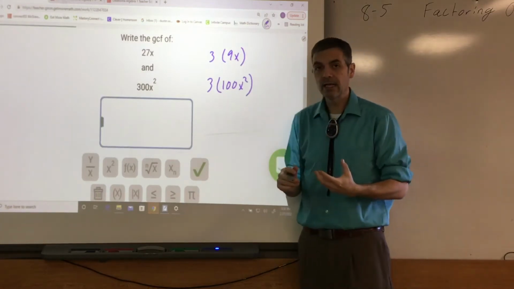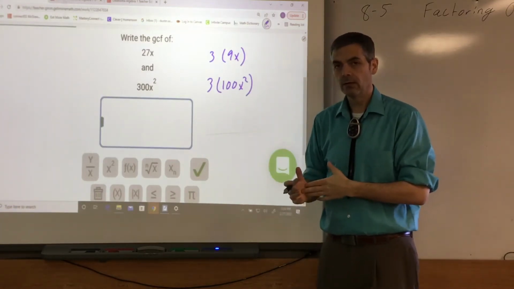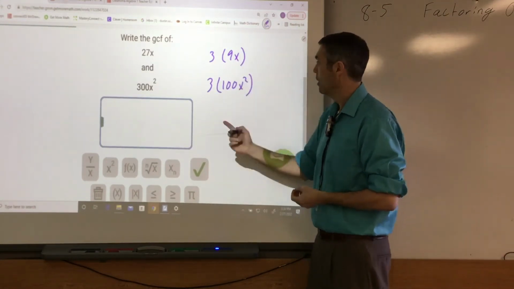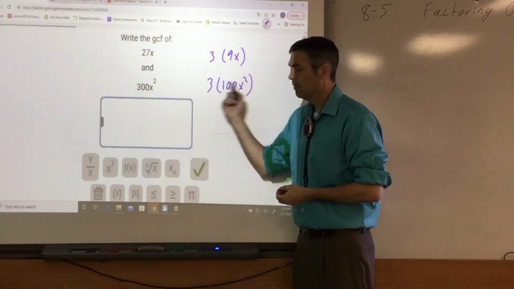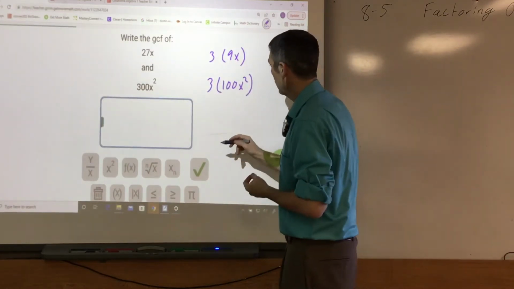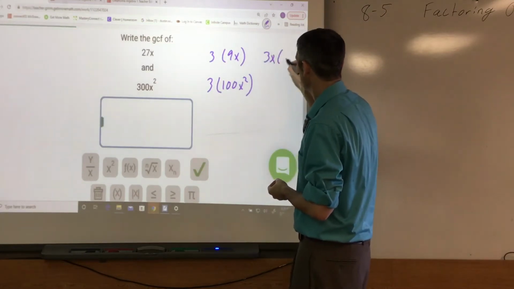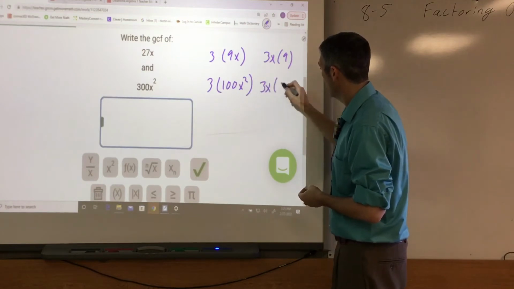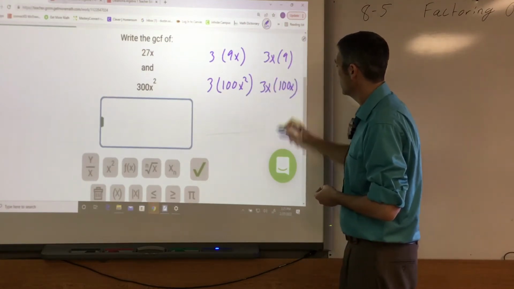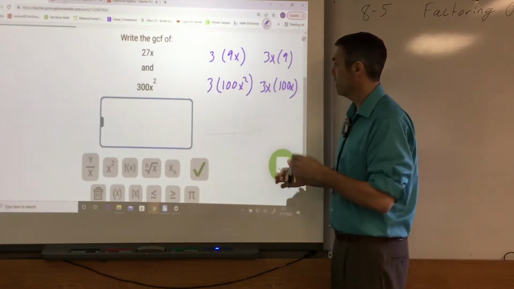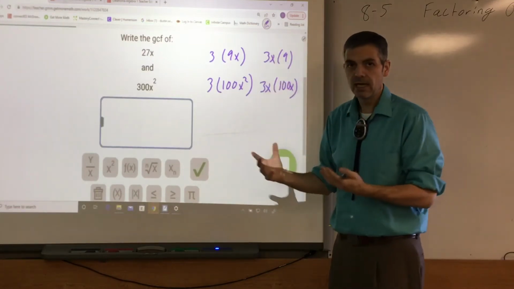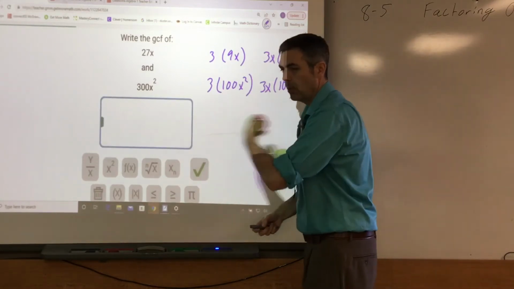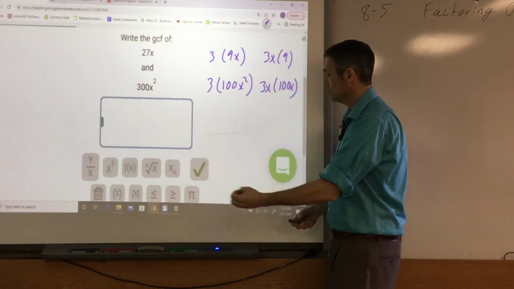But then when you look at it again, we also have the variable to look at. We have x and x to the second power. I can take the x out of both of these. So when I do that, I get 3x times 9, and 3x times 100x. So our greatest common factor that can come out of both of these is that 3x. That's what you're looking for. What is the number that I can pull out of both of those?